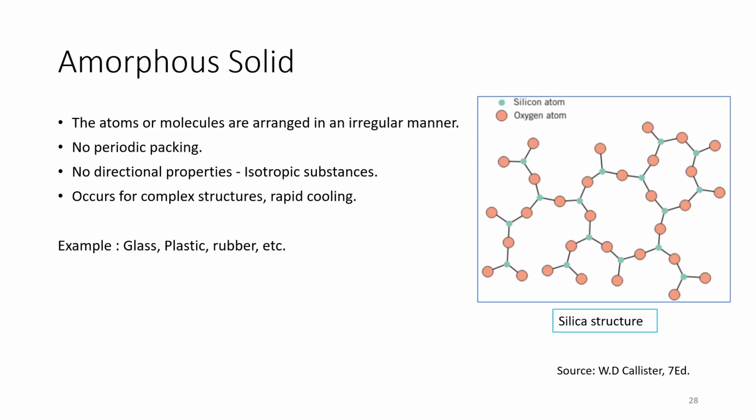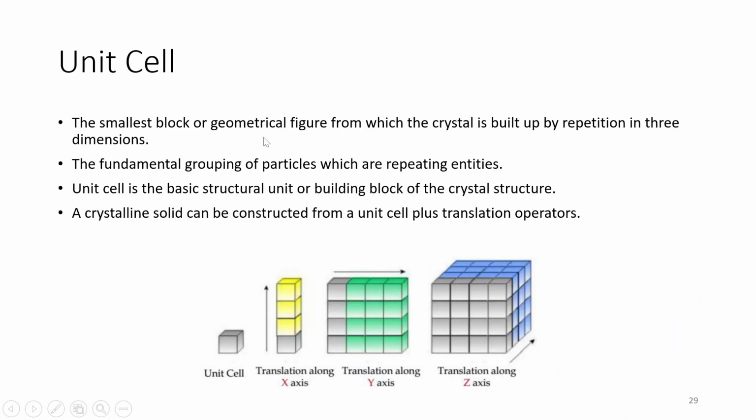And if you are rapidly cooling some metal or other materials, then because of rapid cooling, they don't have any time to solidify in an orderly fashion. So they are more likely to turn into amorphous nature. Examples are glass, plastic, rubber, etc. These have an amorphous type of structure. This is the structure of silica, which is also amorphous.